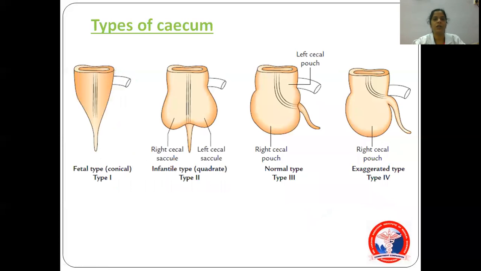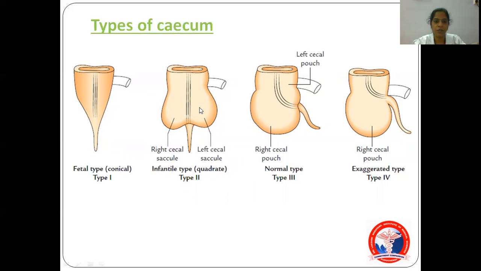Now, types of the cecum. After birth, there will be growth of the cecum. So we have 4 types of the cecum. The first type is also called the fetal type or conical type. In the fetal type or conical type, it will have a pointed end below. From that part, you can see the origin of the appendix. So that is named the fetal type or conical type.